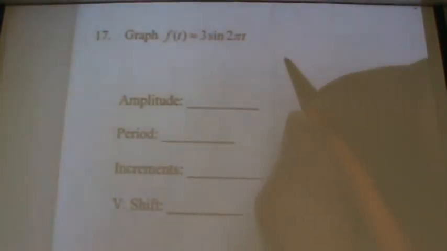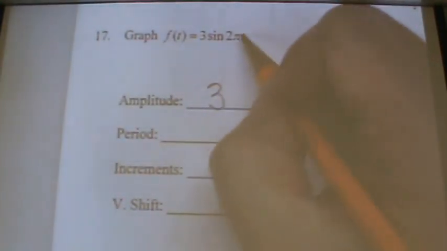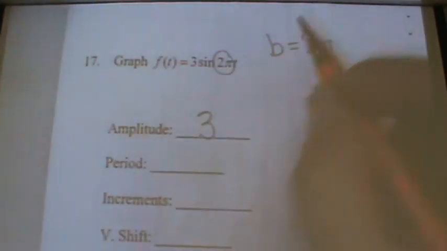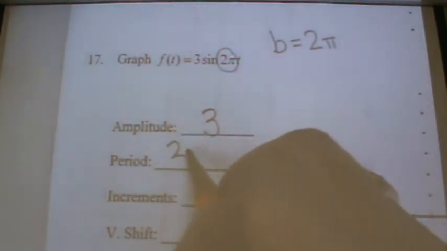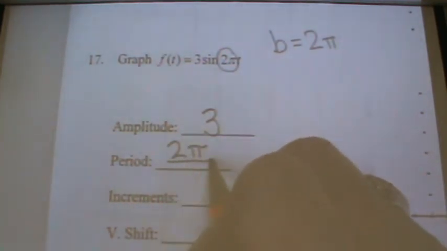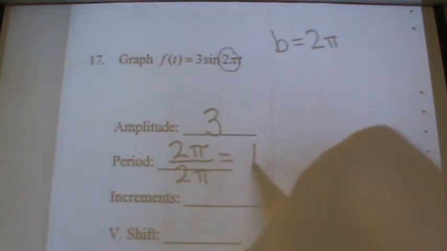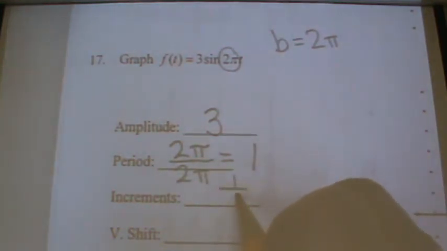And the last one. What's the amplitude? 3. What's the period? What's the b value, everybody? 2 pi is b. b is 2 pi. So you're going to take your period, which is normally 2 pi, divided by the b value, which is 2 pi. What's 2 pi over 2 pi? 1. That's your period. Now cut this in 4 parts.